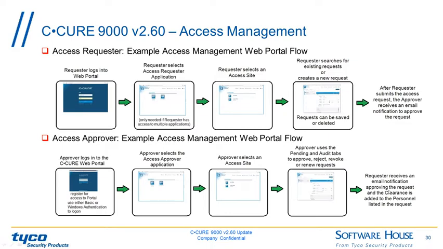And then when that action is taken, the requester will receive an email notification that the request has been approved. And then the clearance will be added to any of the personnel that were listed in the request. So that's the general portal web flow.